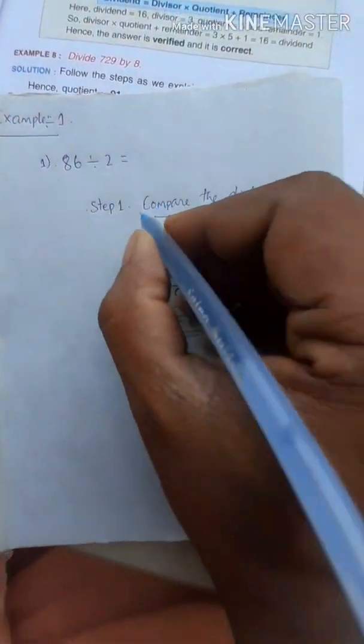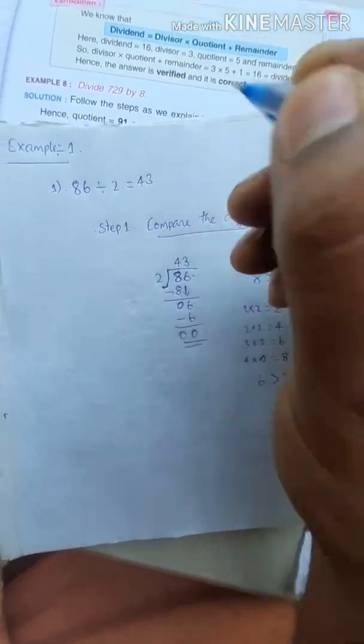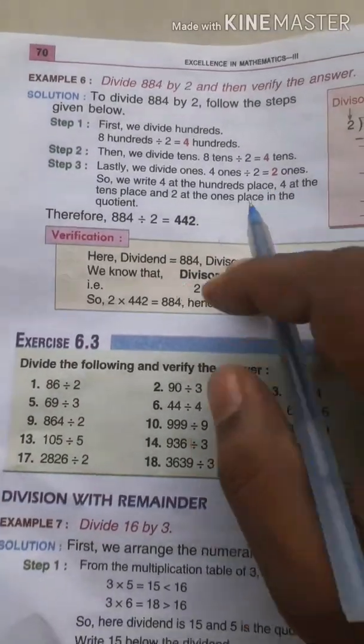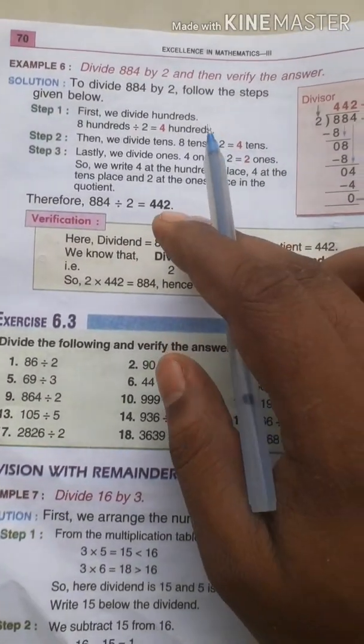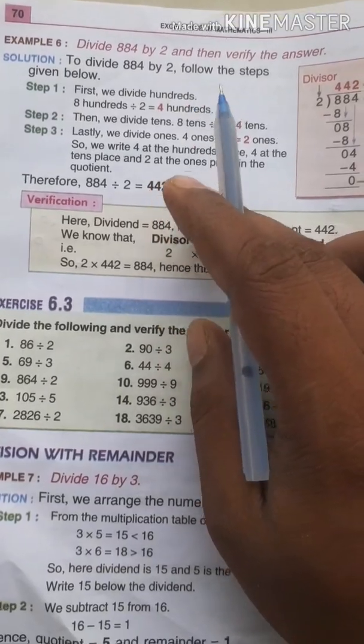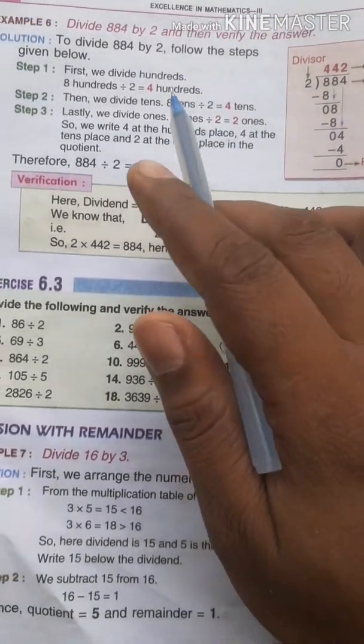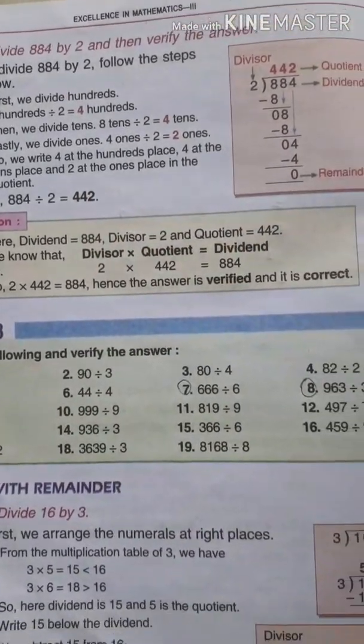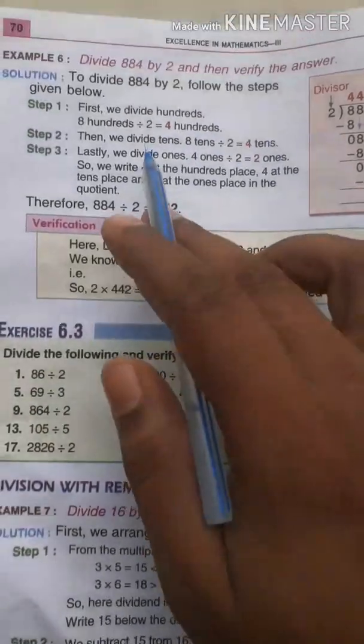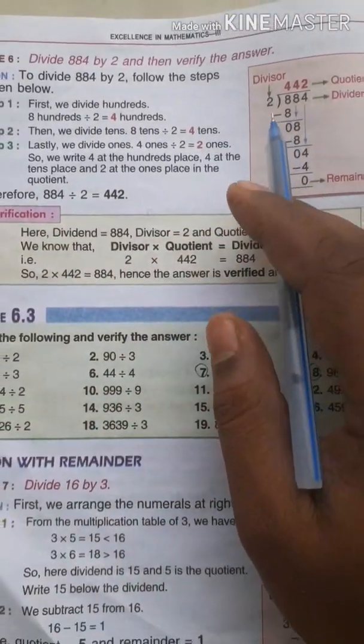So students, what is the quotient here? 43. Okay. Students, here the next one is division of 3-digit number by 1-digit number. So let us check the steps. What is the first step?